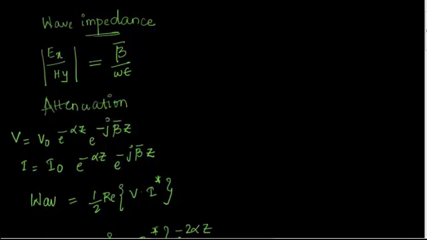What is wave impedance? Any impedance is represented by eta. Eta can be Ex by Hy or minus Ey by Hx. Now we are writing this wave impedance as an example for TEM wave.